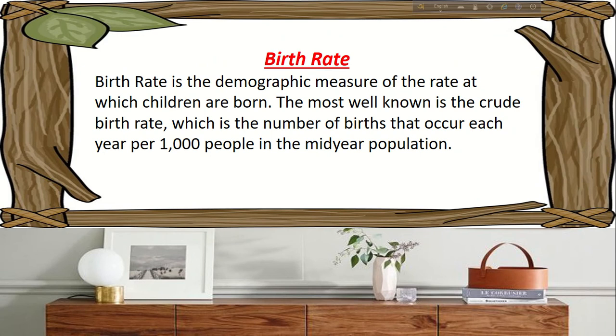Here, we should know about the birth rate. Birth rate is the demographic measure of the rate at which children are born, and the most well known is the crude birth rate, which is the number of births that occur each year per 1,000 people in the population. We can say the ratio of total births to total population in a specified community or area over a specified period of time, and this birth rate is often expressed as the number of live births per 1,000 people per year.